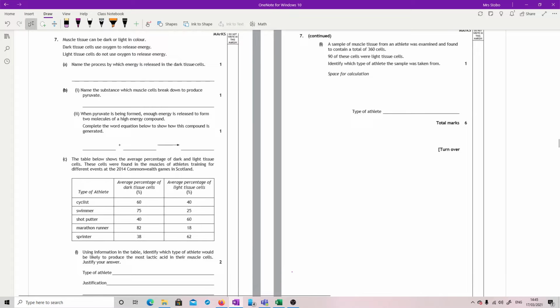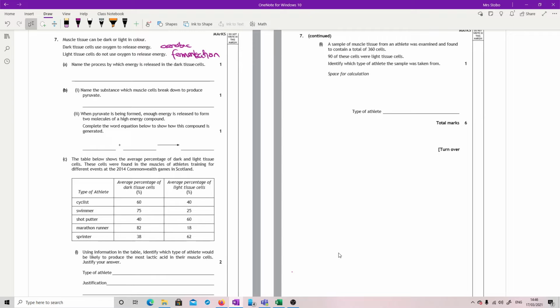Okay, this is a respiration and a bit of problem solving in here. Muscle tissue can be dark or light in colour. Dark tissue cells use oxygen to release energy. Light tissue cells do not use oxygen. So you should be at that point just going, okay, so dark tissue cells are aerobic respiration, a lot of mitochondria involved. Light tissue cells, they've gone down a fermentation pathway.